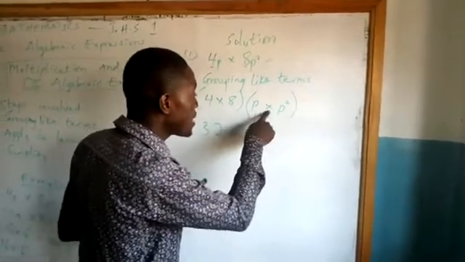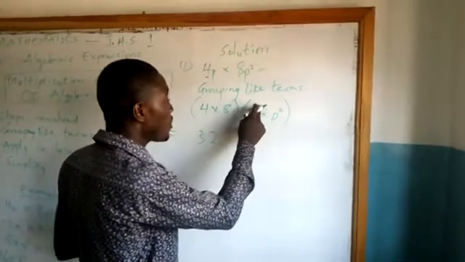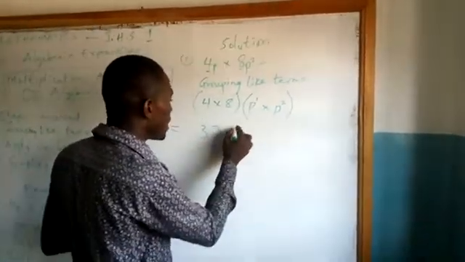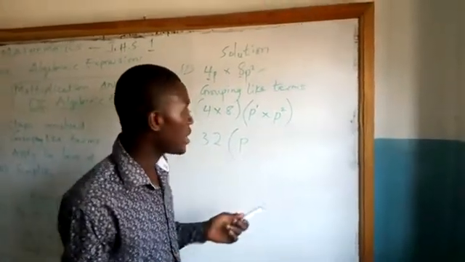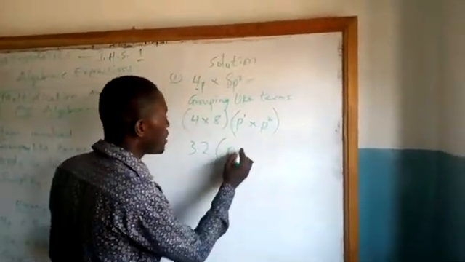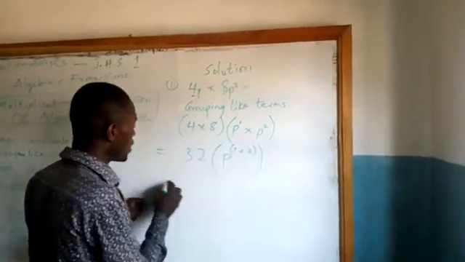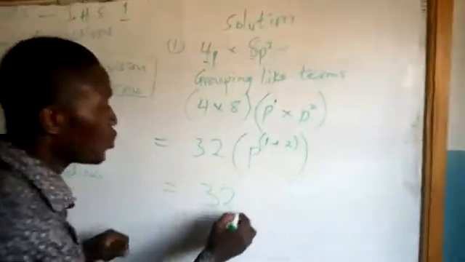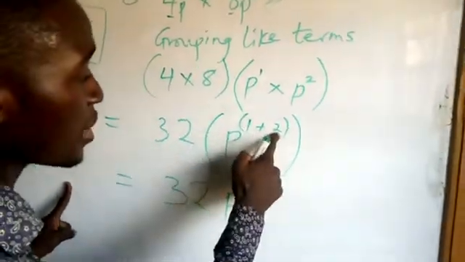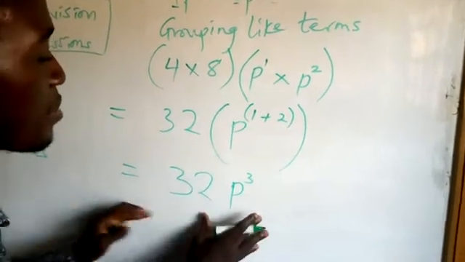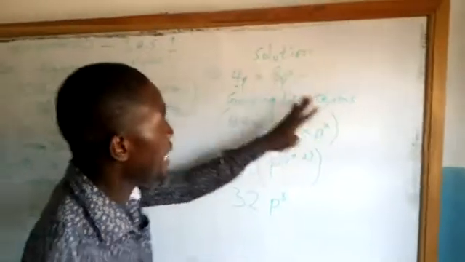Because these are the same base and they are multiplying, we have to add the exponents as the law of indices demands. So we have p power 1 plus 2. Now we can write 32 and write p1 and p2 as p3, because when you add 1 to 2, you get 3. So this becomes our answer, our product for multiplying 4p and 8p squared.